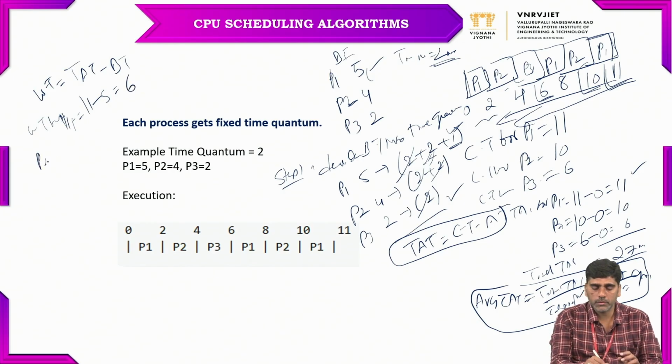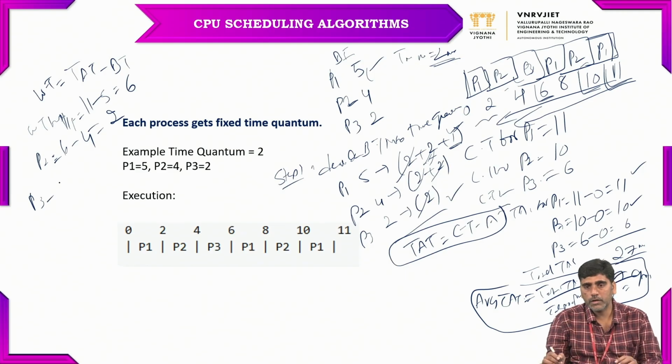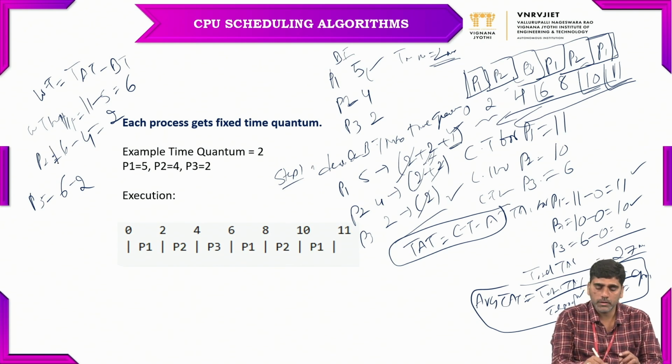And similarly for P2, turnaround time is what? 10 milliseconds minus burst time, which is 4 milliseconds. So that is 6 milliseconds. And for P3, turnaround time is 6 milliseconds minus burst time, which is 2 milliseconds. That is 4 milliseconds.